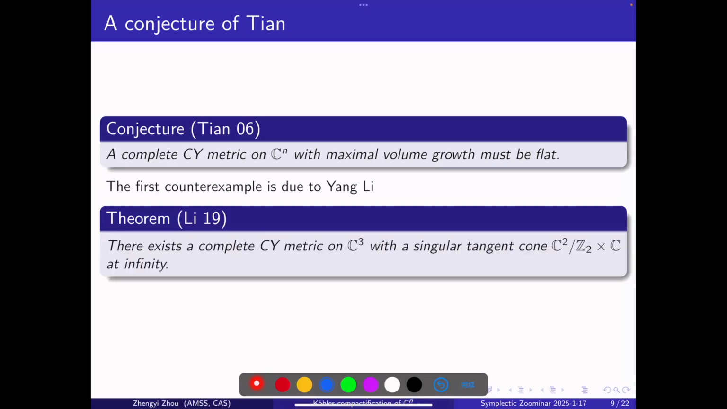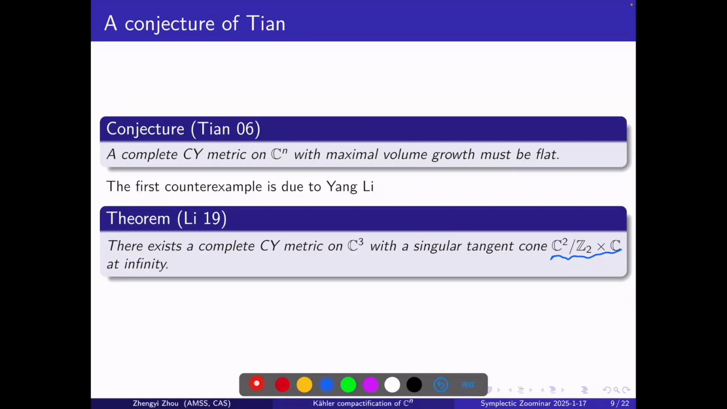Unfortunately, Tian proves this conjecture when n is 2. But this conjecture is not true when n is bigger than or equal to 3. The first counterexample is due to Yang Li. He shows that there's a complete Calabi-Yau metric on C^3 with a singular tangent cone at infinity. The tangent cone at infinity will be C^2 quotient by Z_2, times C, with all the flat metrics on it.